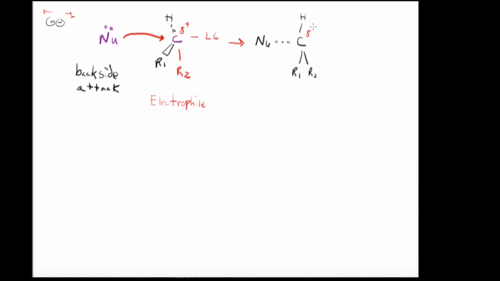This is going to be partially positive. This is partially negative. The leaving group will indicate the bond is dissolving, and it will have a partial negative charge. I'm going to put a bracket on this. This is what we call our transition state. I'll indicate this way, where TS is equal to the transition state.